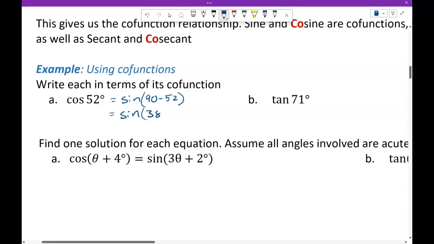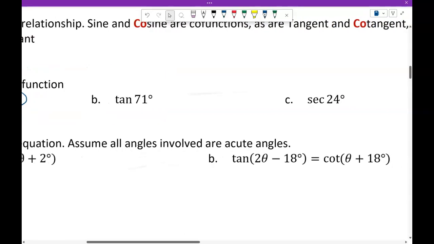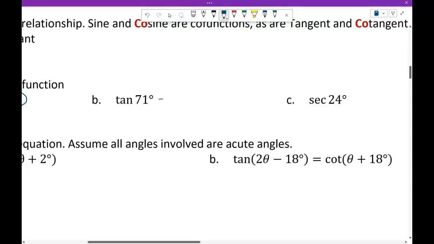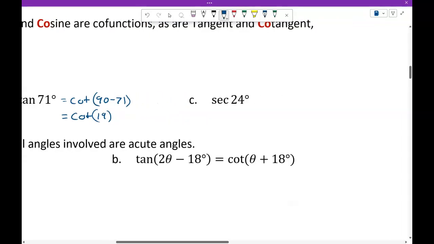So then we have sine of 38 degrees. Cosine of 52 degrees is equivalent to sine of 38 degrees. Tangent's cofunction is cotangent. Cotangent of 90 minus 71. Tangent of 71 equals cotangent of 19. Secant of 24, its cofunction is cosecant of 90 minus 24. So secant of 24 equals cosecant of 66 degrees.